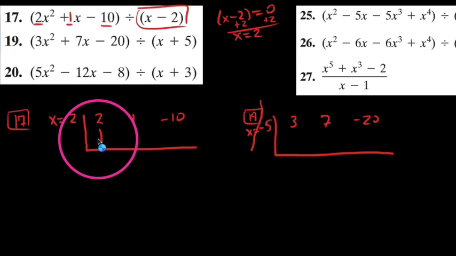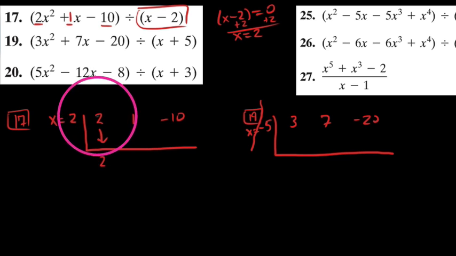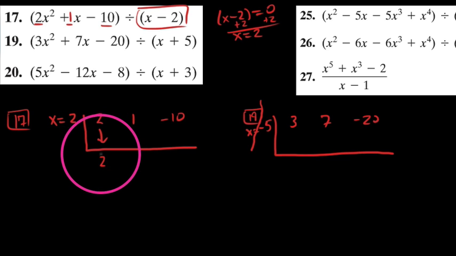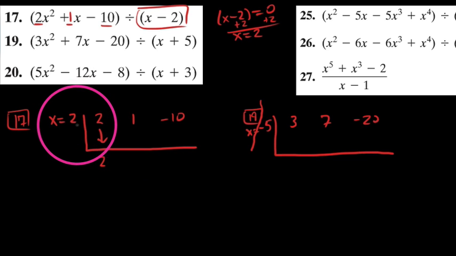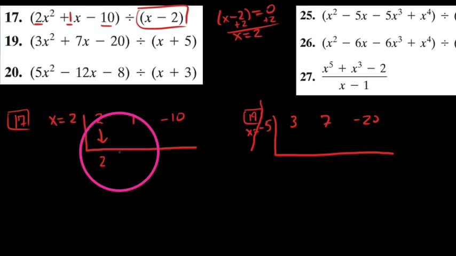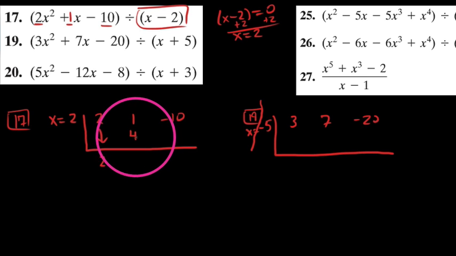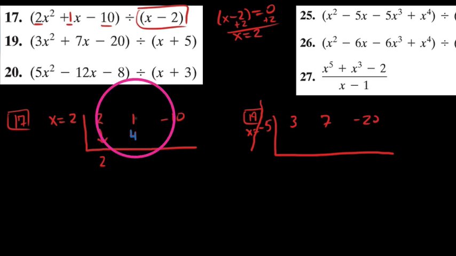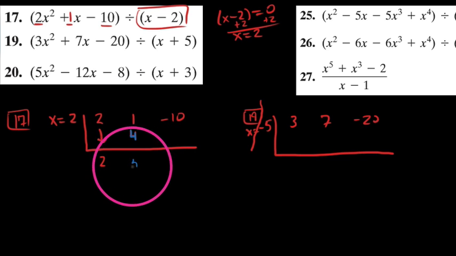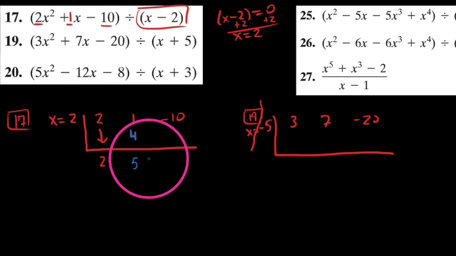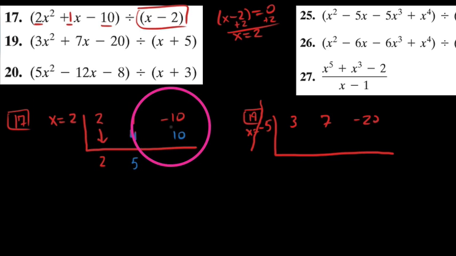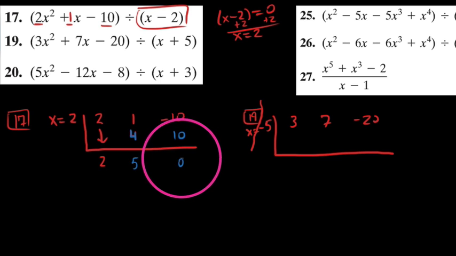So the way this works, recall, is that we always carry down our first term here, and then we multiply diagonally, add vertically. That is to say, we'll take 2 times this upper 2 times what we dropped down, and so we would get 4. From here, we take the value we put here and add it to the value above it, so we would get 5. Then we go back to multiplying again, except this time we take 2 times the 5, which gives us 10, and then negative 10 plus 10 gives us 0.